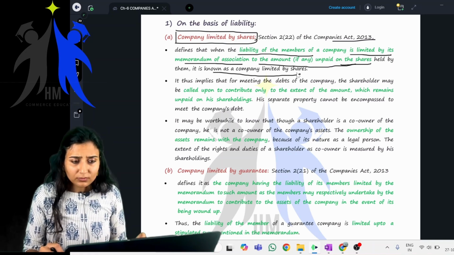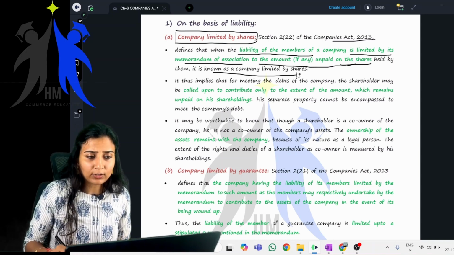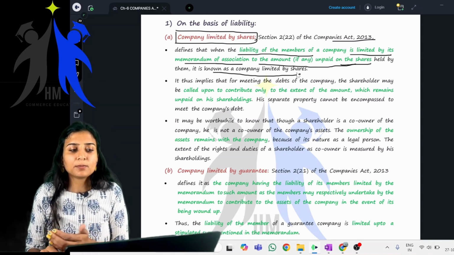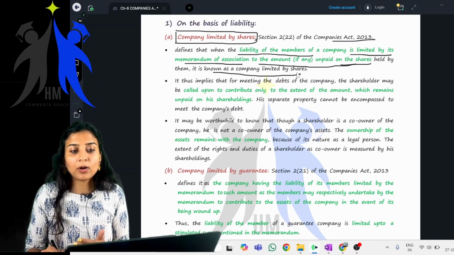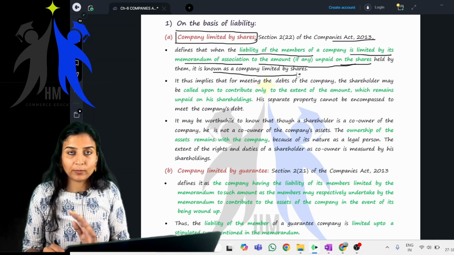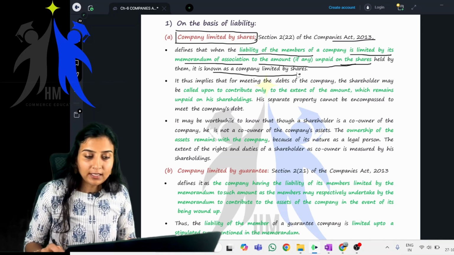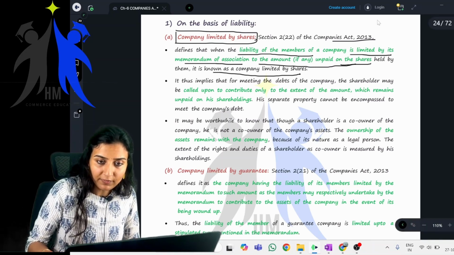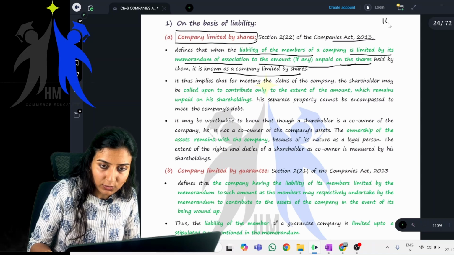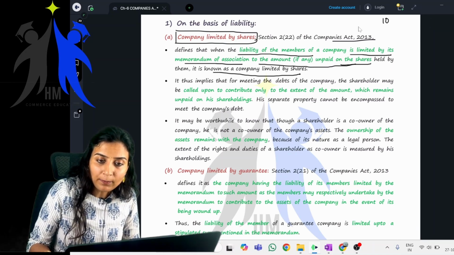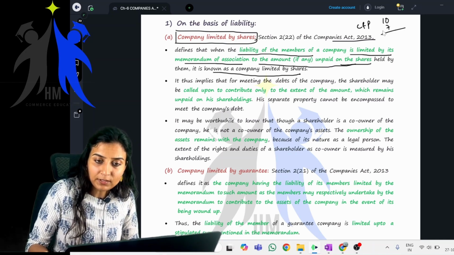Yes or no? Yes. So what are they trying to tell? See here, the liability of members of the company is limited by the memorandum of association to the amount unpaid on the shares held by them. It's correct. Meaning what? Say, for example, the face value or the nominal value of the share is rupees 10 and the called and paid up value is, say, rupees 7.